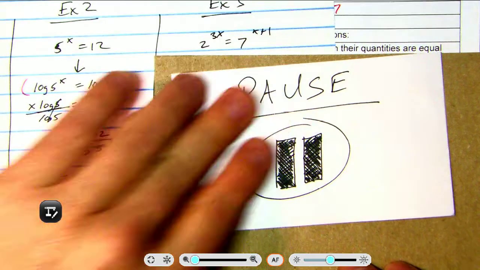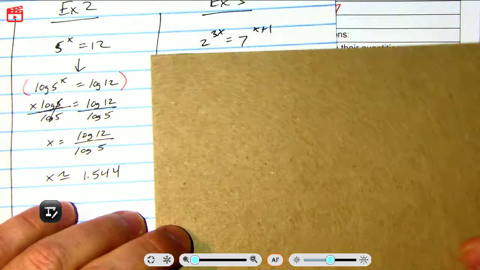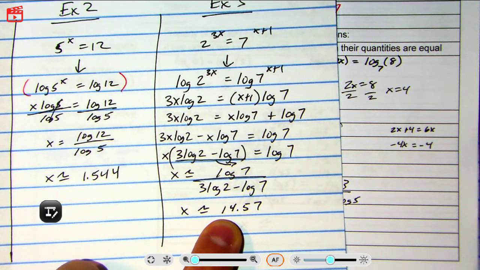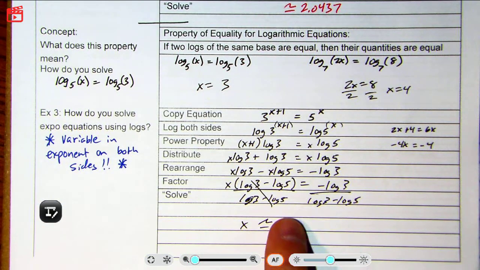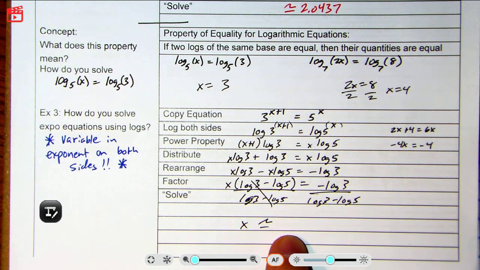Okay, you should have paused and solved it. The answer to this one is about 14.57. How did you do? Look at the pictures of the notes on OneNote to find out what the answer to this one is. Okay, that's it for this video.